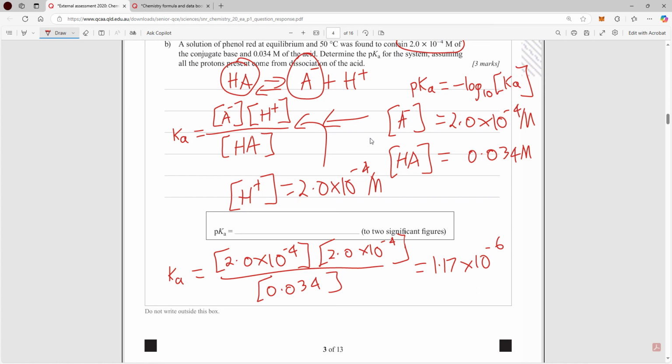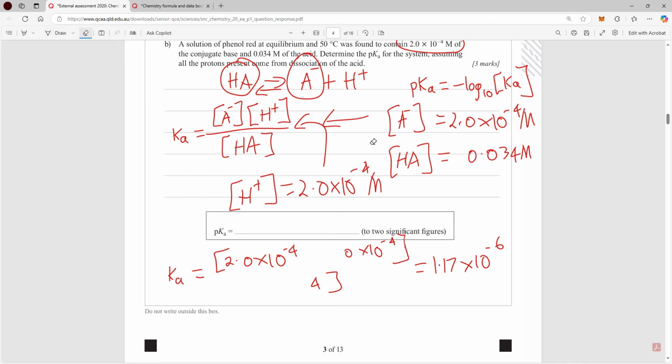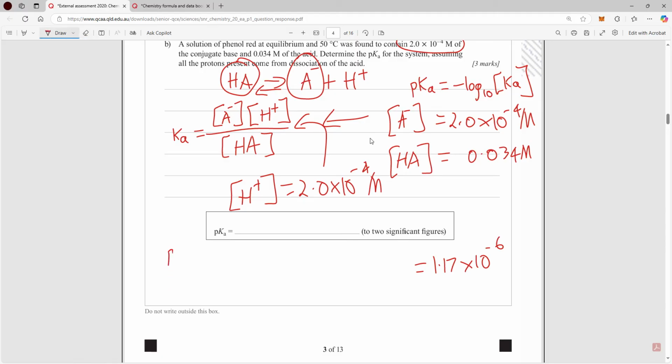Alright, so now we've got that value, so let's just rub this stuff out because we need it to work out the pKa. So pKa is again negative log 10 of the Ka, so it's going to be negative log 10 of this value here, so 1.17 times 10 to the negative 6, and you chuck that into your calculator. You wouldn't be able to do this by hand in chemistry. 1.17 times 10 to the negative 6, so you should get about 5.93.